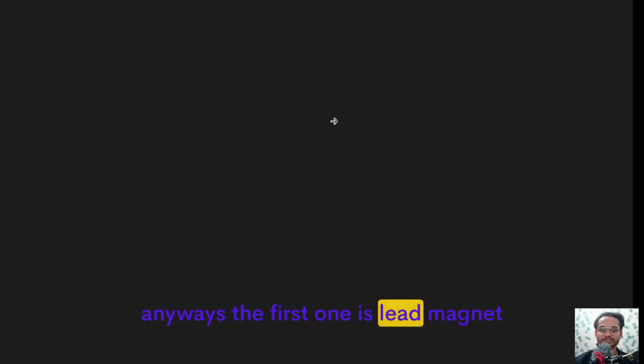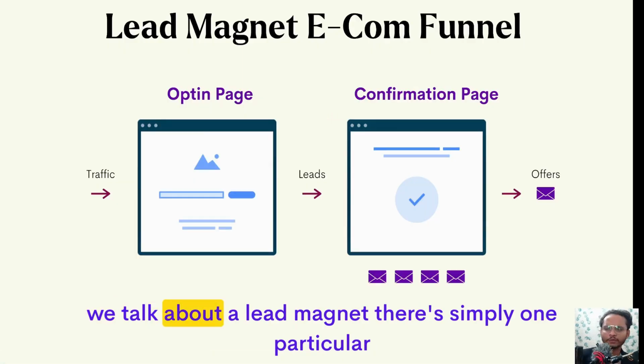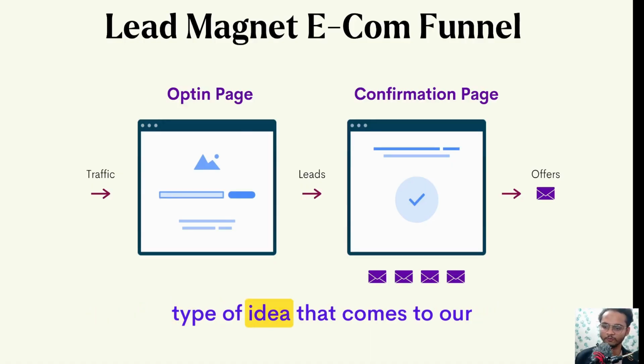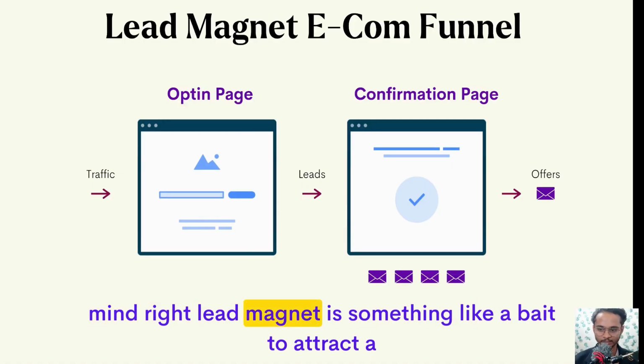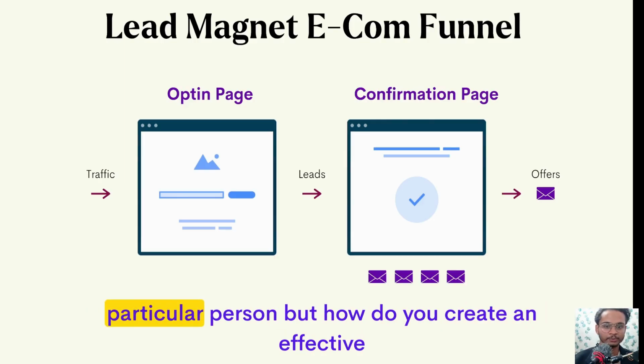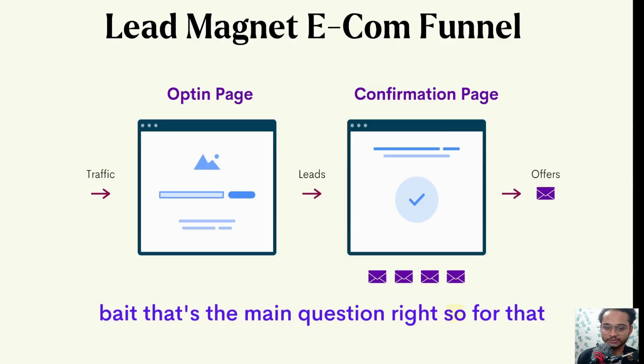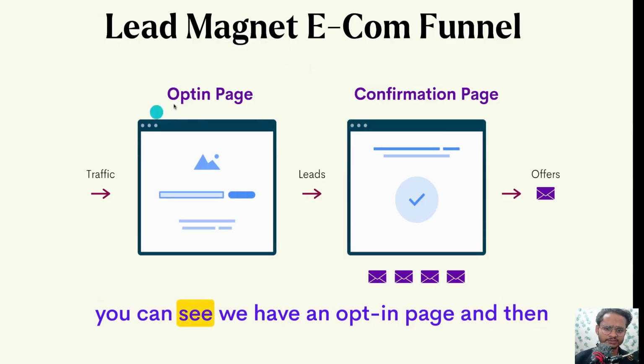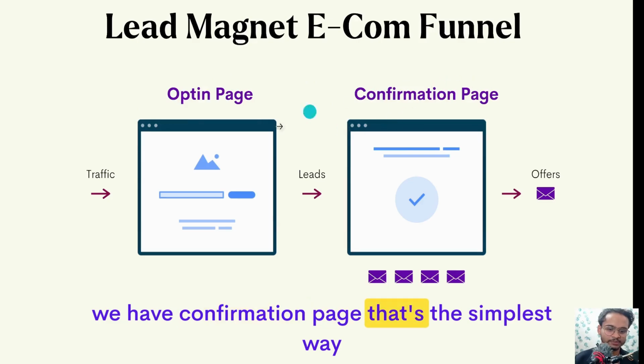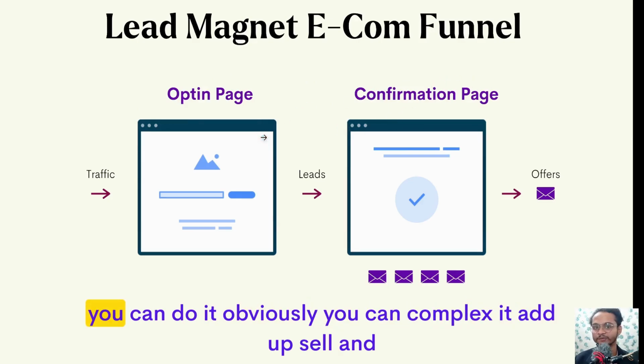Anyways, the first one is lead magnet. Whenever we talk about a lead magnet, there's simply one particular type of idea that comes to our mind, right? A lead magnet is something like a bait to attract a particular person. But how do you create an effective bait? That's the main question, right? So for that, you can see we have an opt-in page and then we have a confirmation page. That's the simplest way you can do it.